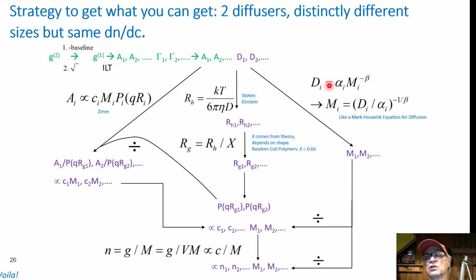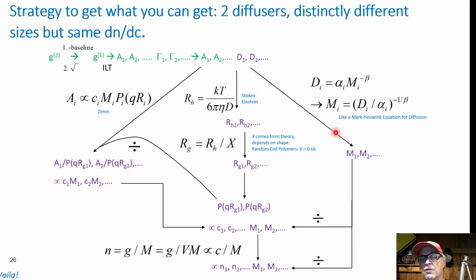If the diffusion is alpha m to the minus beta, this is going to tell you a little bit about the shape. For example, beta of a half here should be polymer in a theta solvent. This could be viewed as a Mark-Houwink type relationship. Those of you who remember your intrinsic viscosity theory, this is a Mark-Houwink type relationship. Anyway, at this point I can convert to molecular weight on this side.